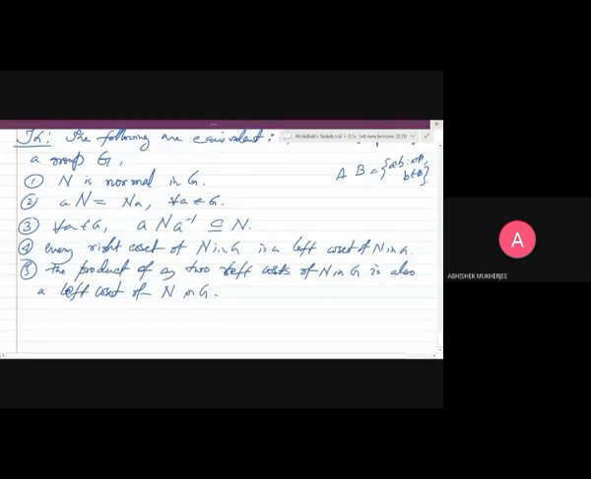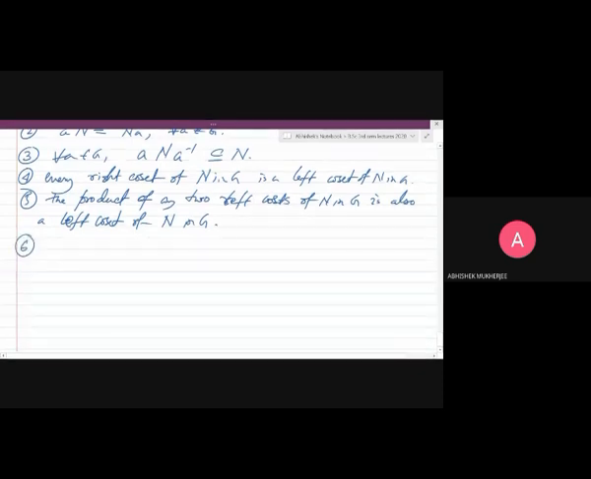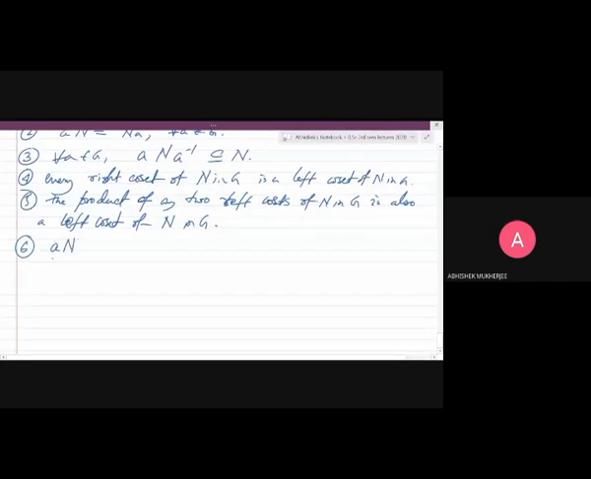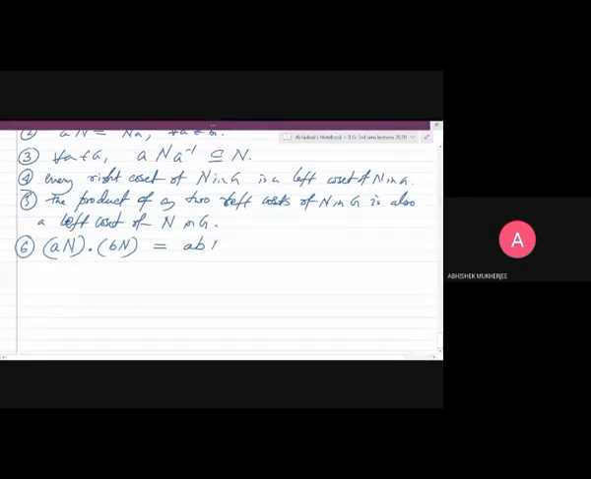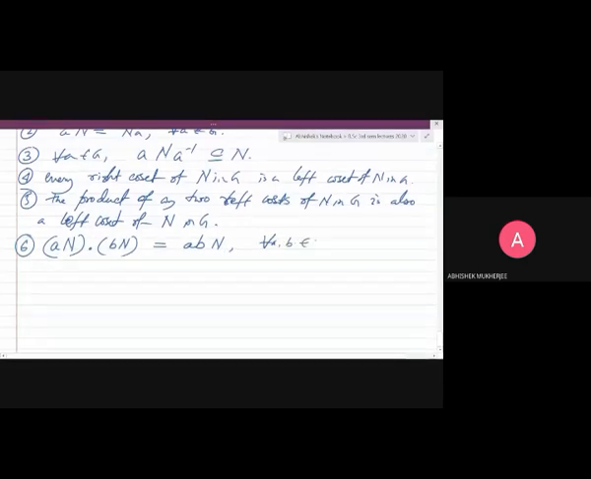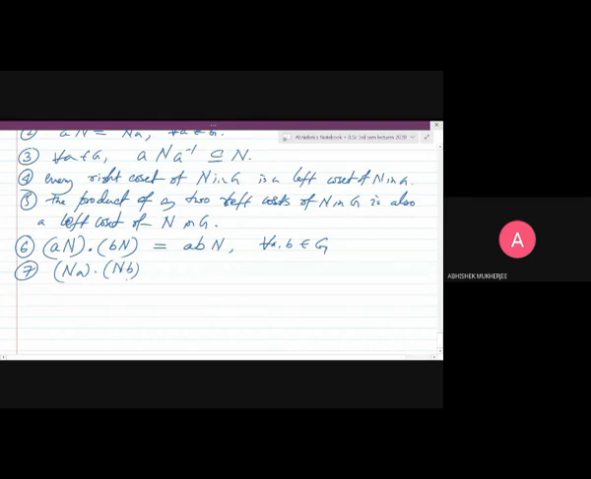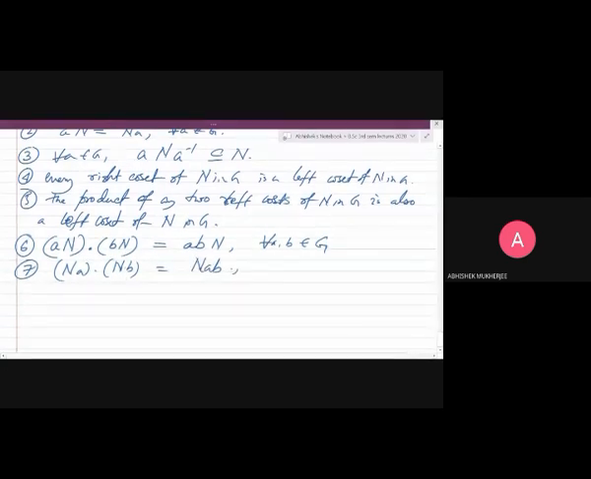Okay. Number six, in a similar way, the product of two right cosets of N in G is also a right coset of N in G. aN dot bN equals abN for all a, b belongs to G. Similarly, you can define seven: Na Nb. It will be Nab for all a, b belongs to G.